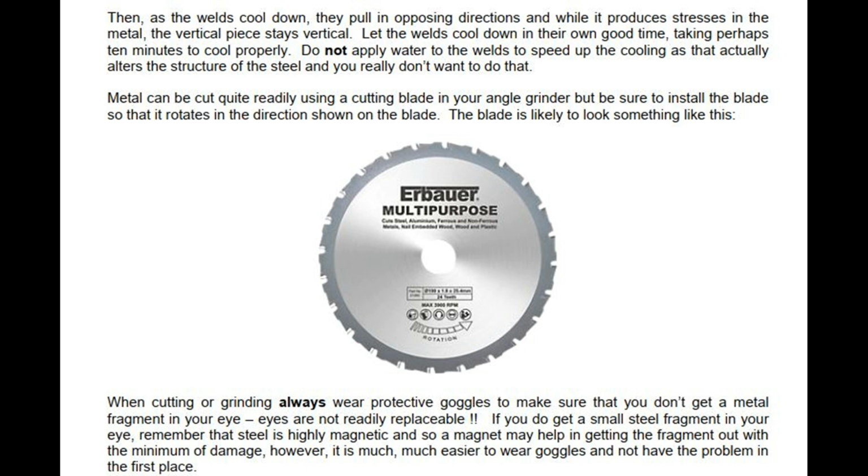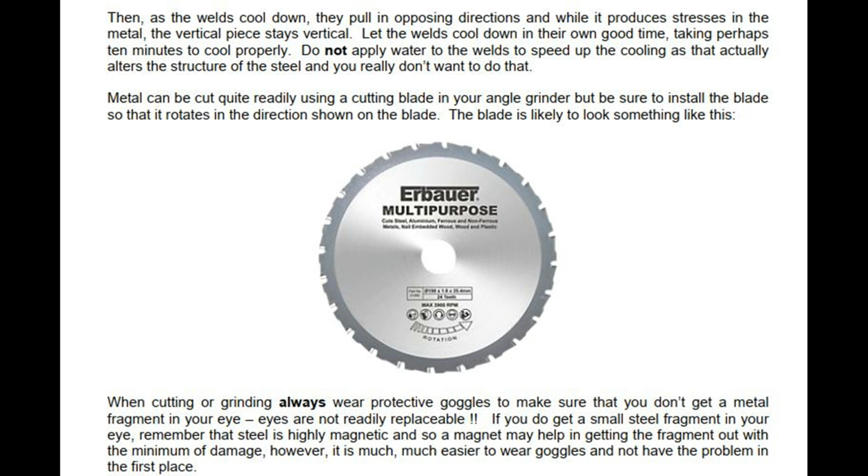Metal can be cut quite readily using a cutting blade in your angle grinder, but be sure to install the blade so that it rotates in the direction shown on the blade. The blade is likely to look something like this. When cutting or grinding, always wear protective goggles to make sure that you don't get a metal fragment in your eye. Eyes are not readily replaceable.